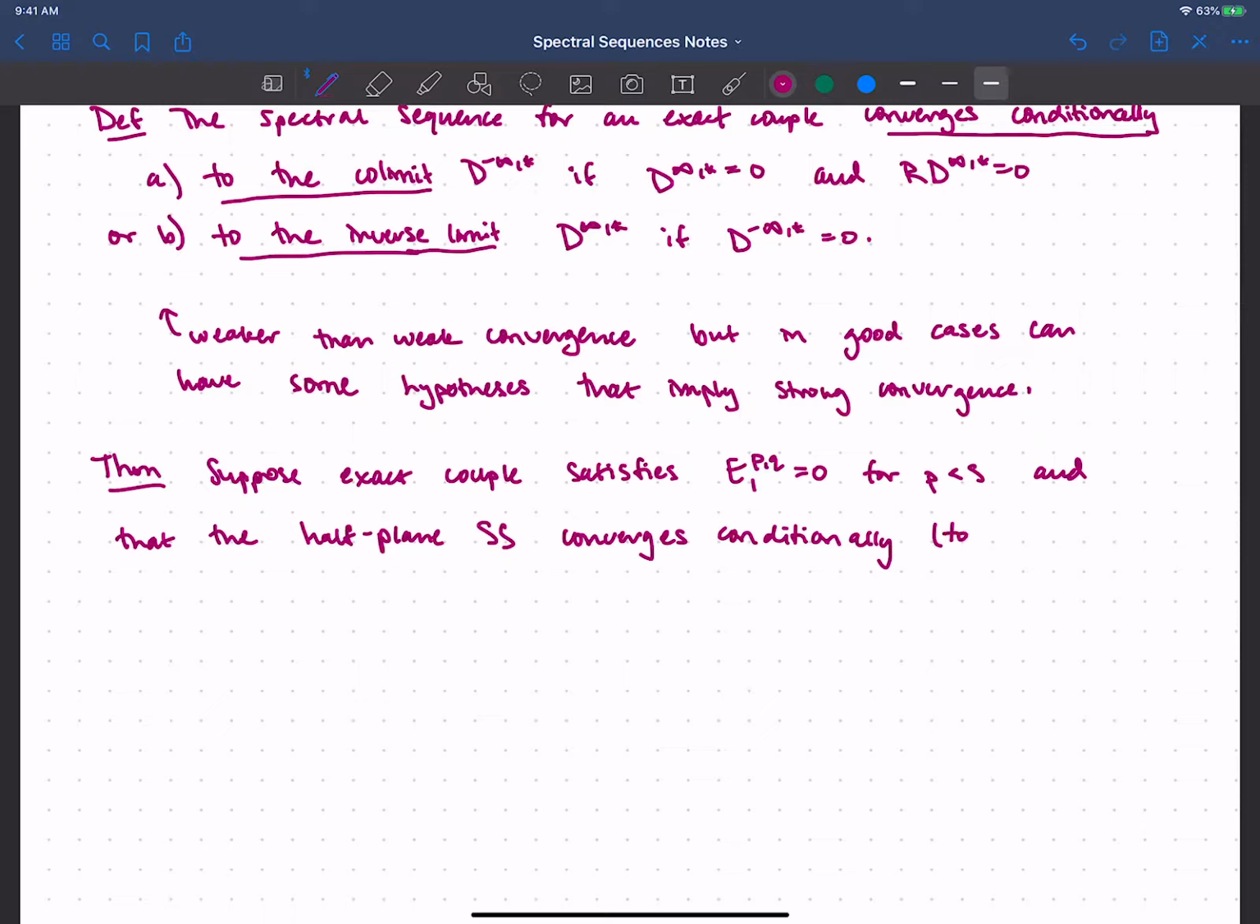And now I'm being vague here, but I mean to the limit, let's say to the colimit, or the limit, the inverse limit. Okay, so in either case, maybe let's just end the sentence there. Okay, what is the theorem? It says, in this situation, if you compute that right-derived E infinity term.